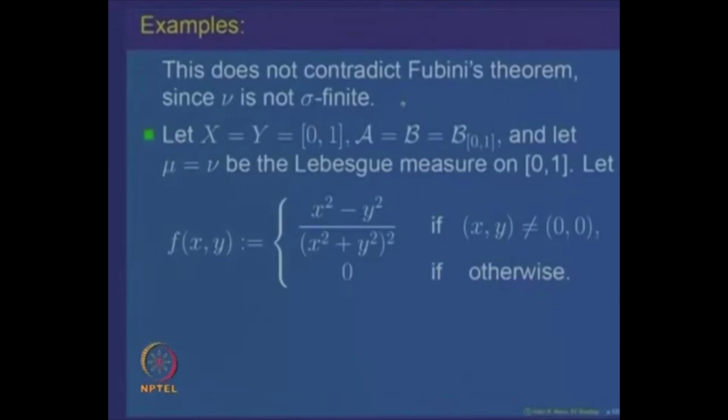Let us look at another example. Let us look at two sets. Once again, the underlying space is the same, X is equal to Y is equal to [0,1], and A, the sigma algebra on both of them, is equal to the Borel sigma algebra. And now, let us look at measures mu equal to nu to be the Lebesgue measure. So, basically what we are doing is we are taking [0,1], the Borel sigma algebra and the Lebesgue measure, and take a copy of it and take the product of that.